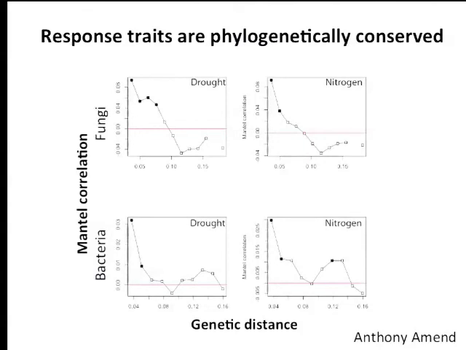And let's just look at one panel here. What he's showing here is that on the x-axis is the genetic distance between two pairs of fungi in our community, and on the y-axis is whether or not that pair is responding the same way to drought. The filled-in symbols here mean that they're significantly positively correlated above this red line.